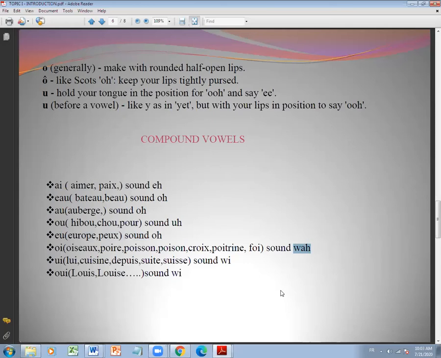So we say poisson because of the double S, the S sound is retained. But poison is a single S between vowels, so the sound becomes Z. So pronunciation is very, very important as you can see. The first one, poisson, is fish. Then poison is poison, and the N is nasalized.